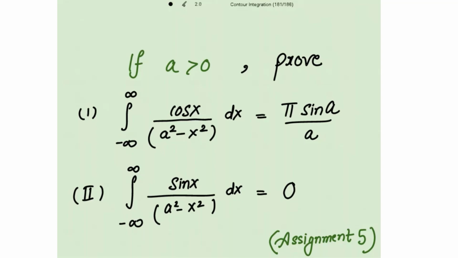Let's start with assignment 5. If a is positive, you have to prove that first, the integration from minus infinity to infinity of cos x over a squared minus x squared dx is equal to pi sin a over a. And secondly, you have to prove that the integration from minus infinity to infinity of sin x over a squared minus x squared dx is equal to 0. So you have to prove these two results. Let's start with the proof.